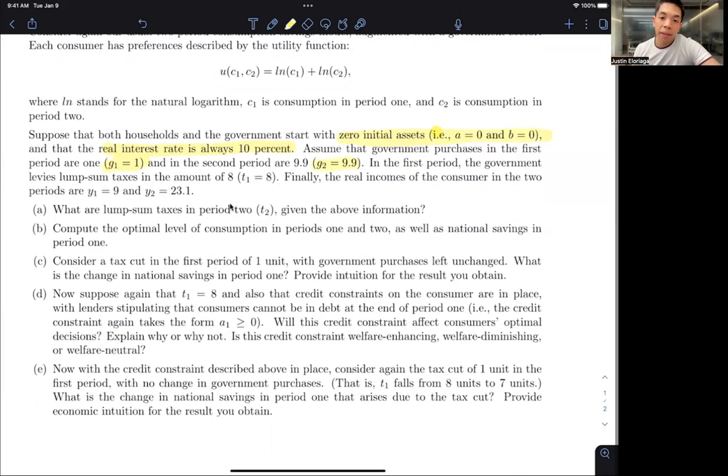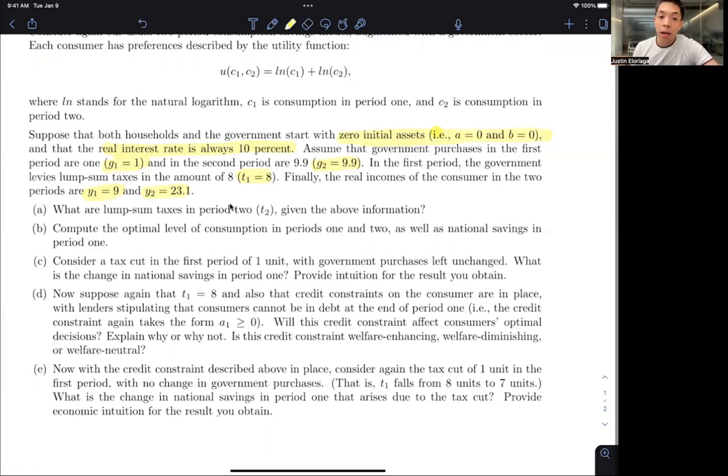Of course, because the government wants to spend, it needs to levy a tax to fund those expenditures, and that must balance. So the taxes in the first period will be 8, so T1 is equal to 8. And finally, we're given Y1 equal to 9 and Y2 equal to 23.1 for the real incomes of the consumer in periods 1 and 2.